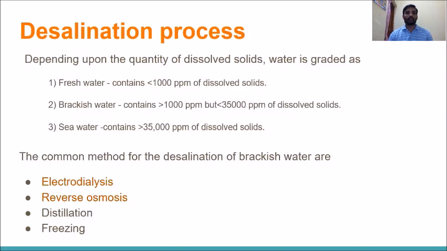Seawater and brackish water can be made available as drinking water through the desalination process. The common methods for the desalination of brackish waters are electrodialysis, reverse osmosis, distillation, and freezing. In this lecture, we are going to discuss two techniques: electrodialysis and the reverse osmosis process.